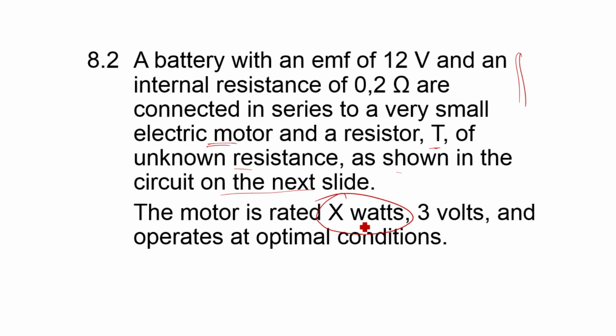Okay, that tells you the rate at which it can convert energy from electrical to mechanical. And it's also rated 3 volts and operates at optimal conditions. What that means is that it is operating at 3 volts and it is putting out X watts of power, in other words, X joules per second. Okay, and it's running at peak or optimal conditions.